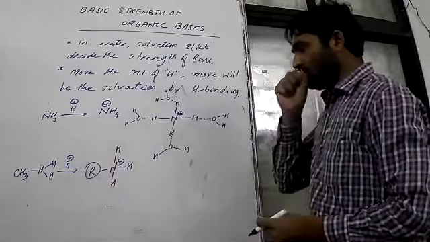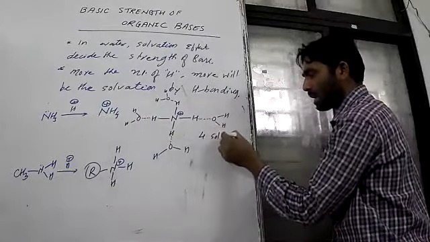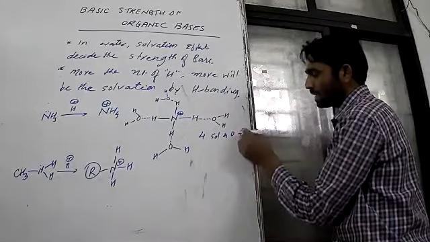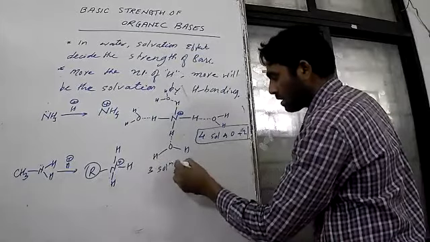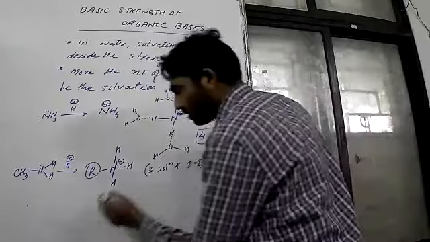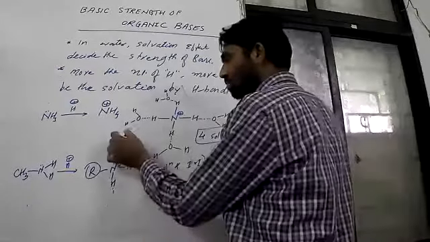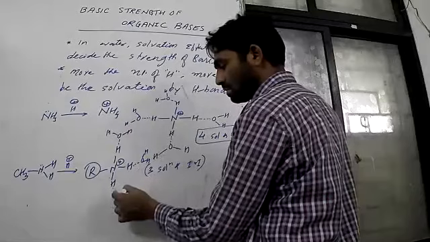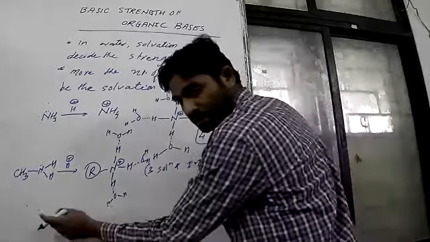Now see, in ammonia there are 4 solvation and 0 inductive effect, 0 plus I. In this one, if you see, there are 3 solvation and 1 inductive effect, 1 plus I. So 3 hydrogen bonds are possible like this, like this, like this one.